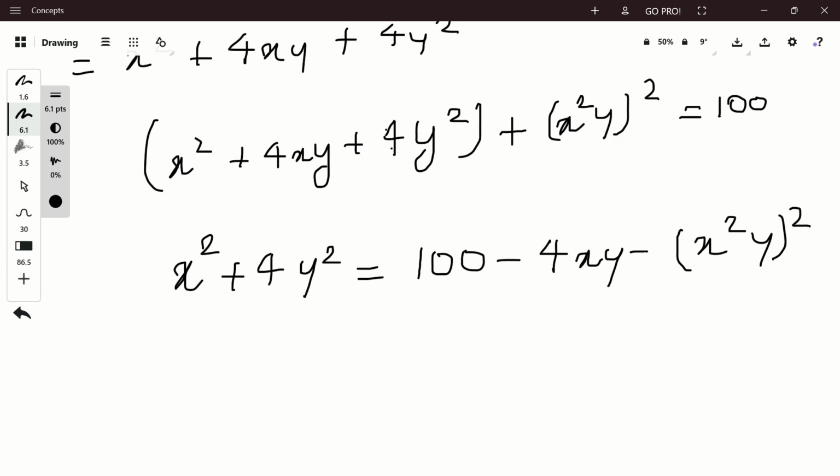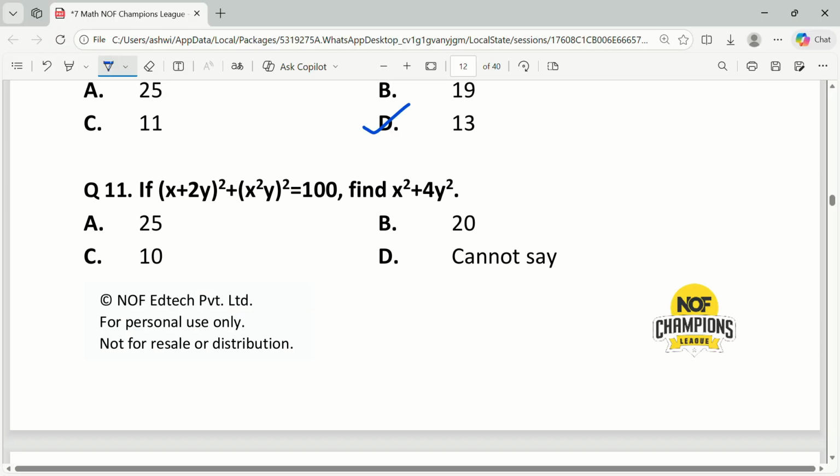The value of x square plus 4y square depends on the values of x and y and xy, which are not explicitly given. The equation x plus 2y whole square plus x square y whole square is equal to 100 has multiple solutions for x and y. So, comparing with the options, the answer is D, cannot say.